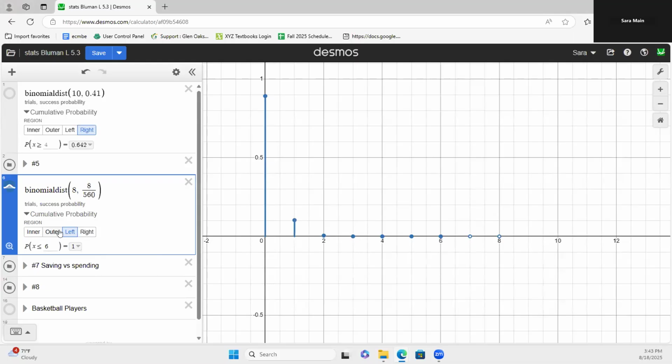Part 3 says, what is the probability that more than 3 feature signature artists? So this time we're going to do a right. We're going to do greater than or equal to, we don't want to include 3 because it says greater than 3. So we want to say greater than or equal to 4. And that number is super small. Here it is in decimal form. 0.001278. Extremely small.